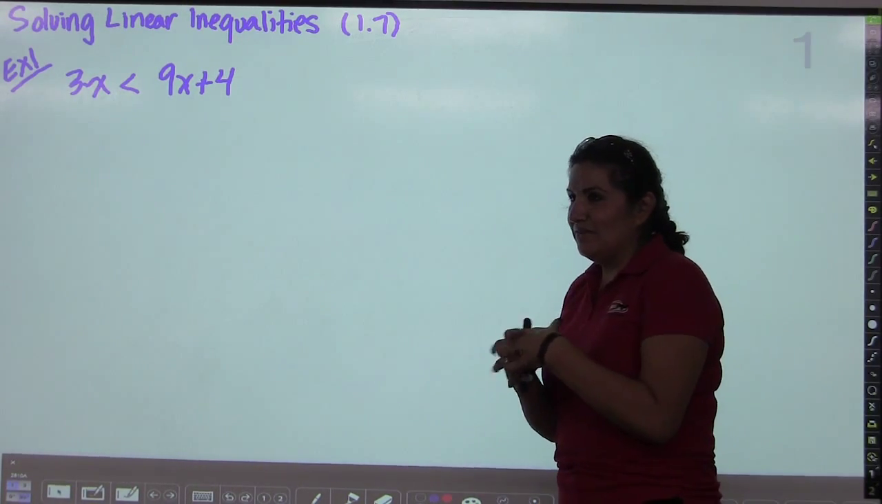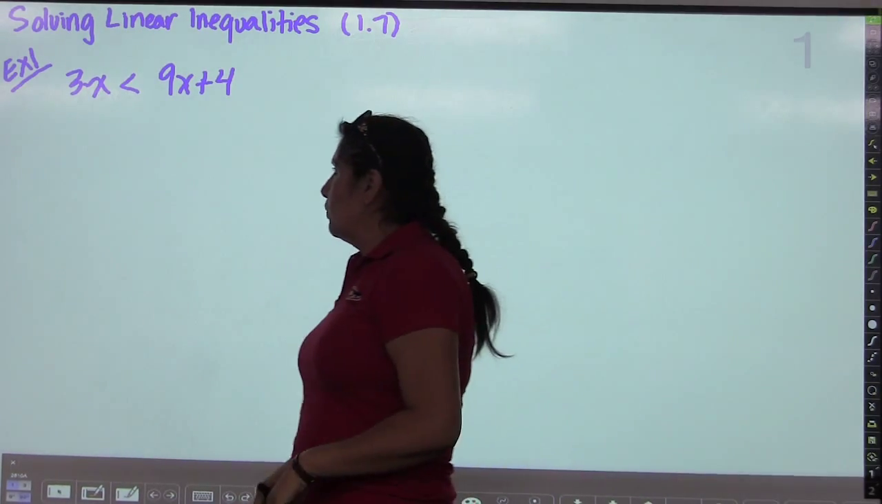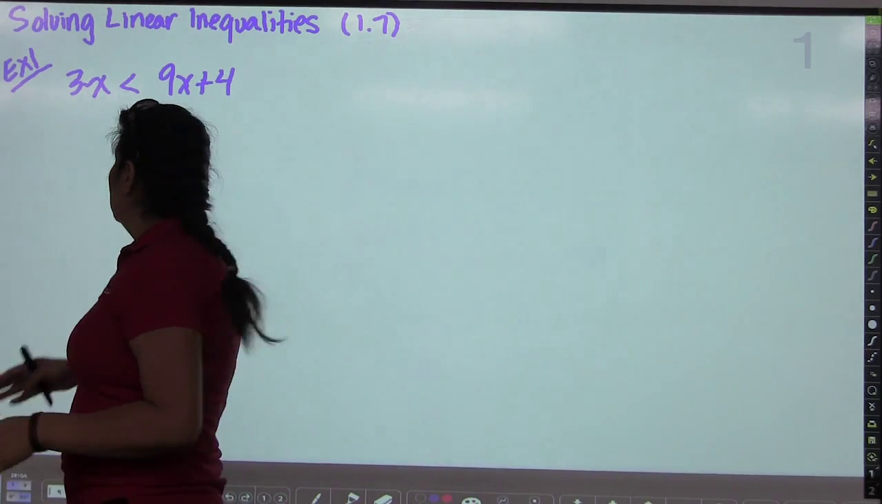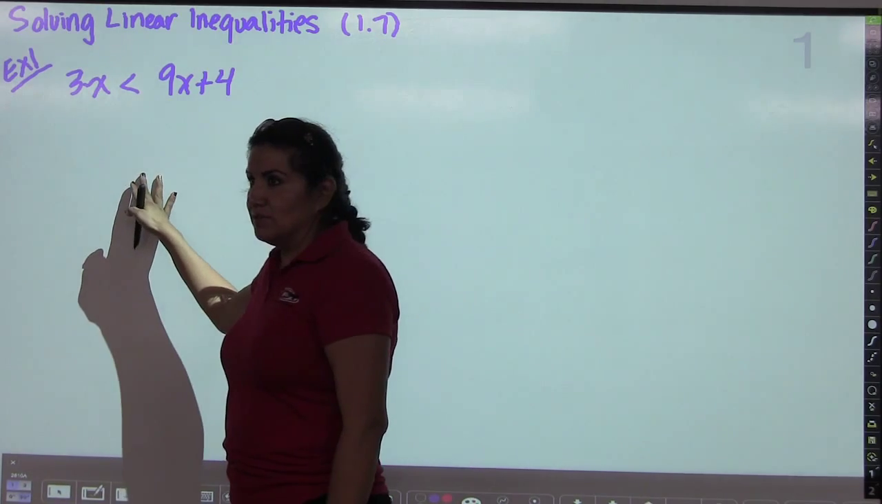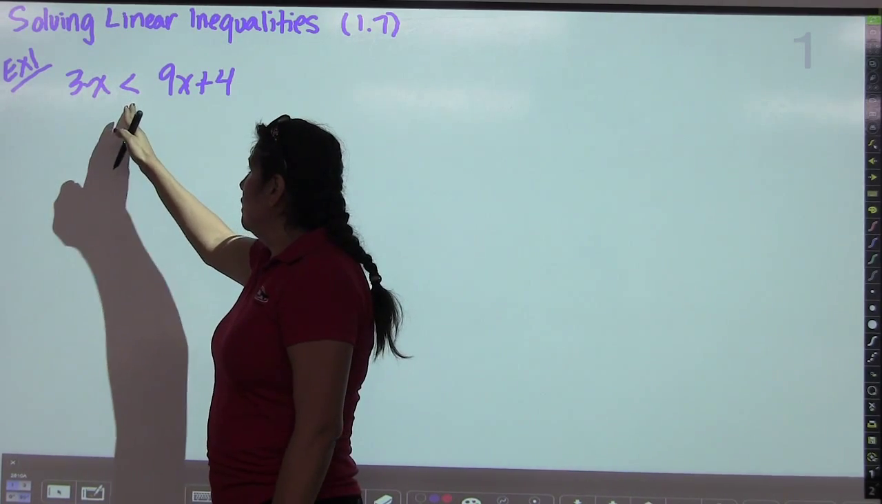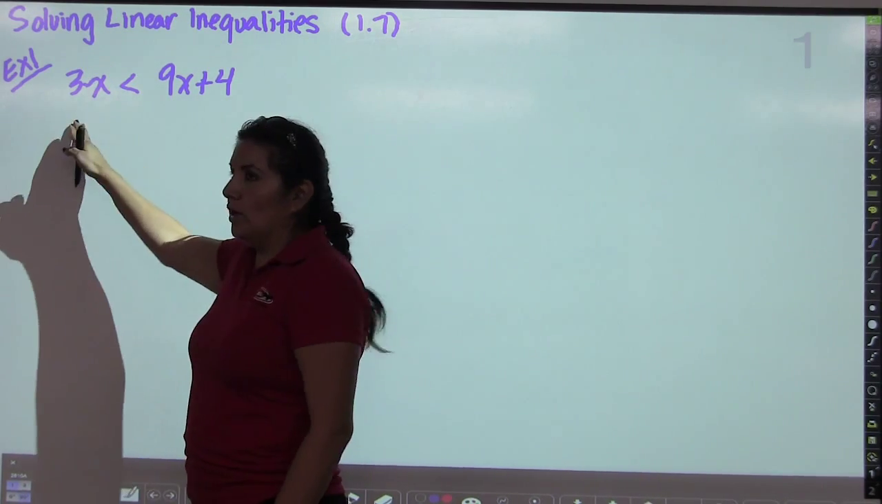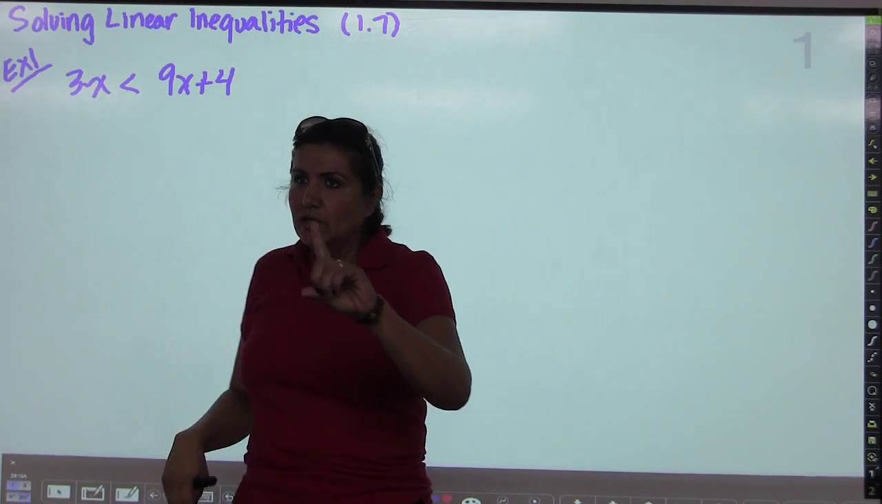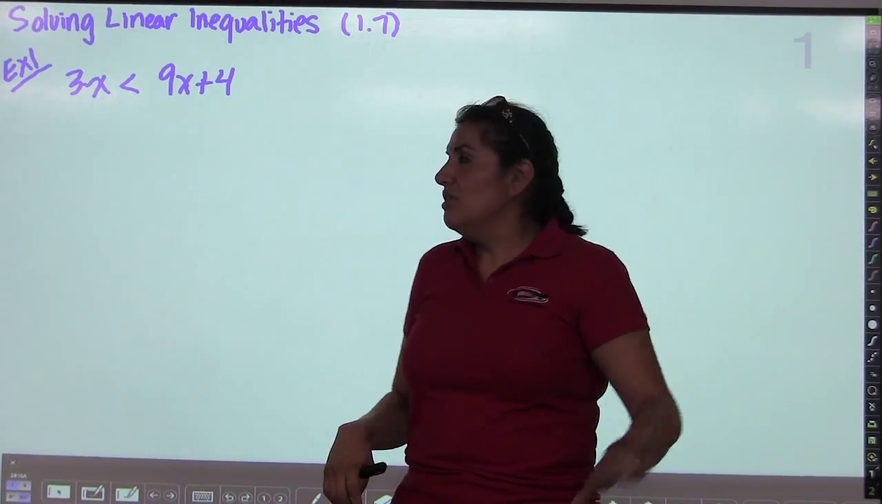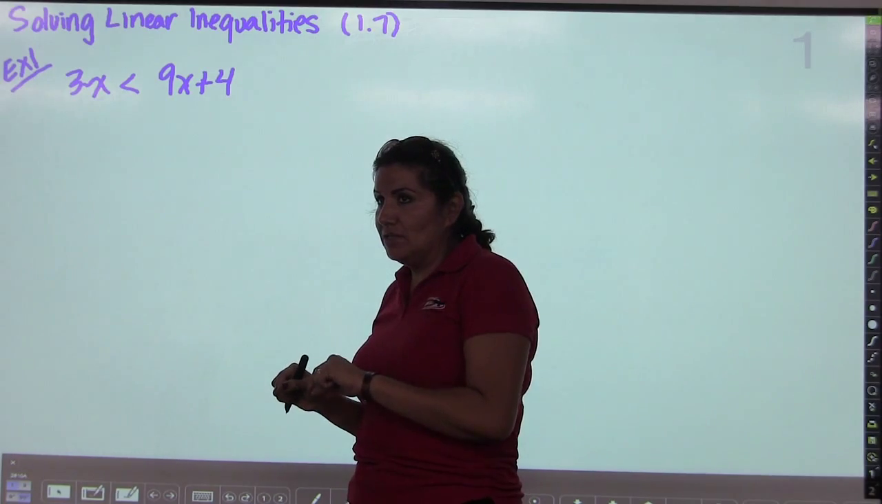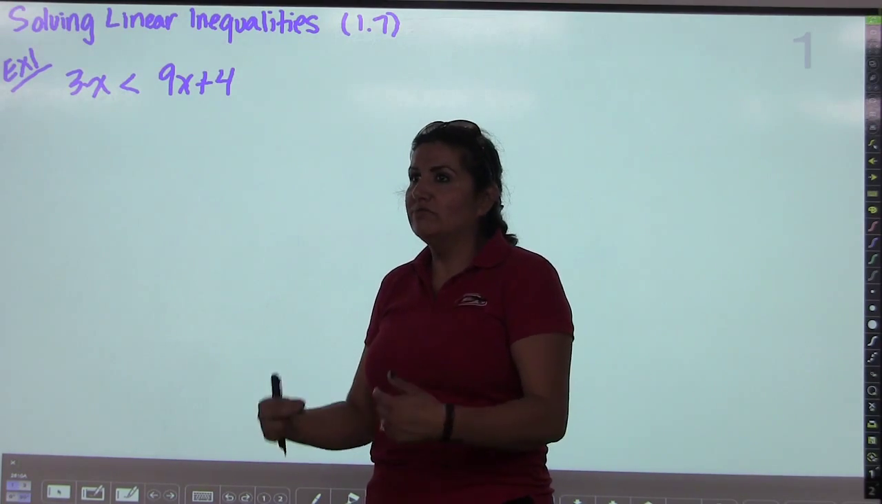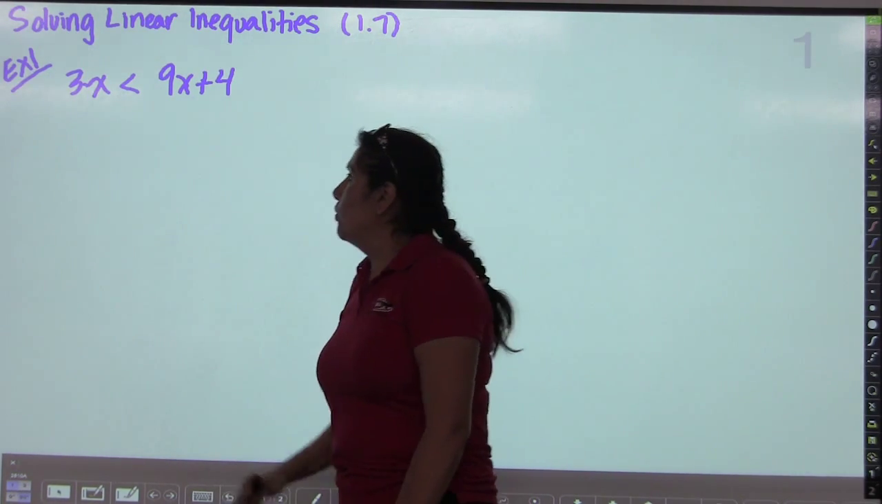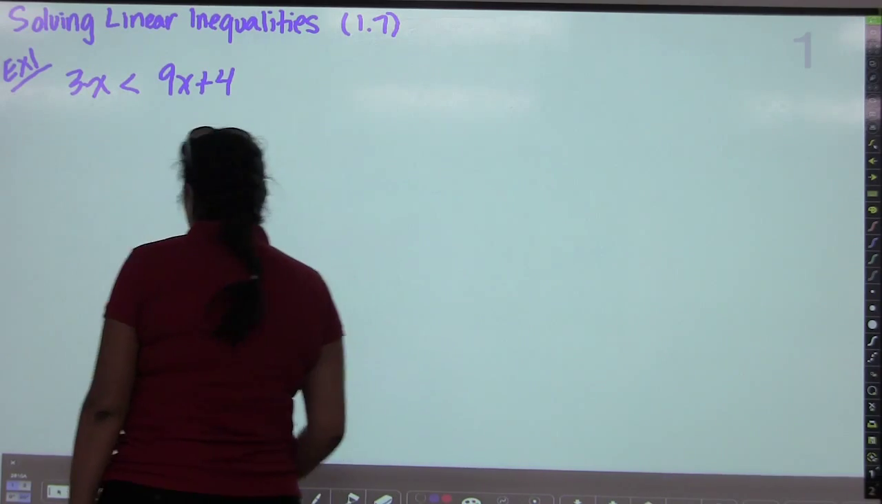We're doing 1.7, as I was saying to the rest of you. When you solve an equation, I don't think any of you would have a hard time solving this. If that was an equal sign, you would move the 3x, move the 4, call it a day, you'd get one solution. You would get x equals one number. The difference between solving an equation and an inequality is the number of solutions that you get. So we're going to go forward and solve like normal.